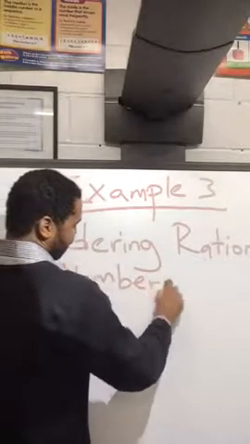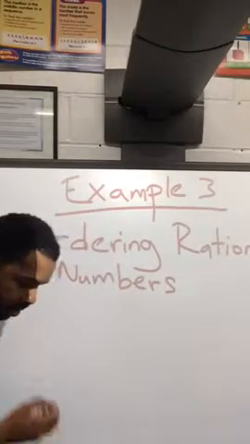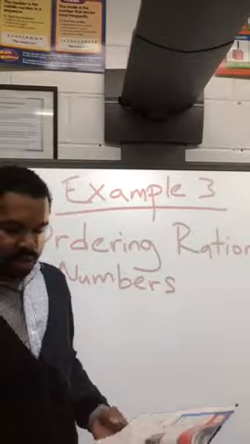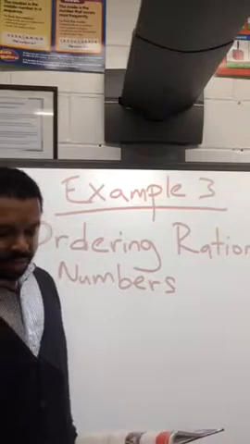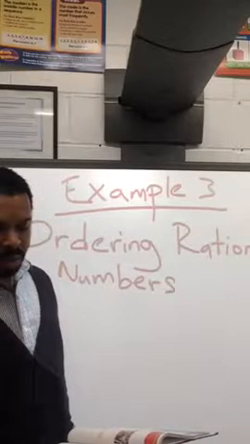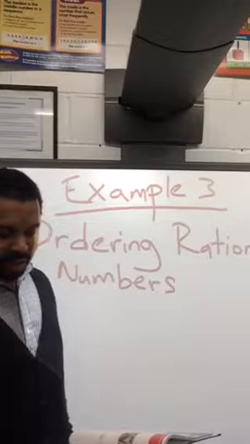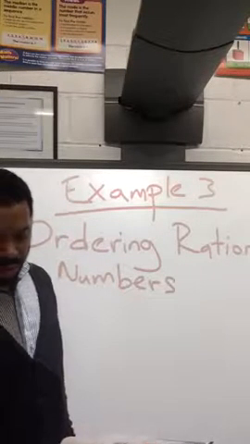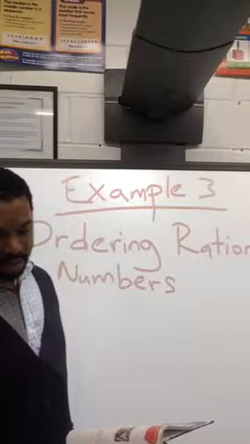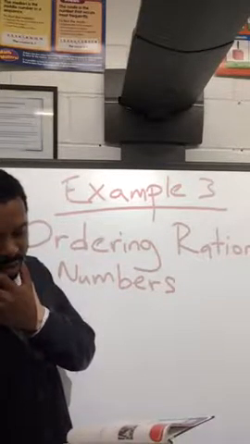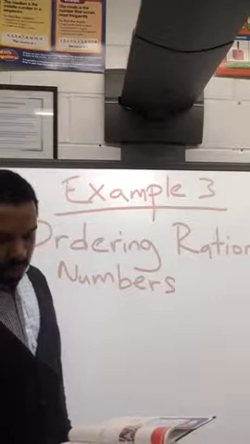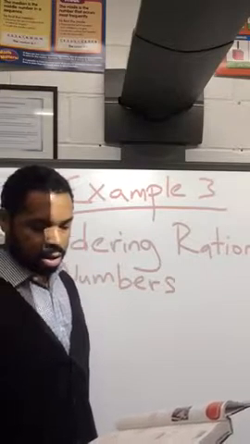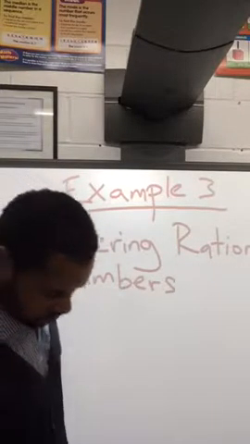Ordering rational numbers. Okay. So the question states, the peaks of 4 mountains or seamounts are located either below or above sea level as follows: 1/4 of a mile, negative 0.2 miles, half a mile, negative 2/9 mile, 1.1 mile. Which of the list shows the order from the least to the greatest?